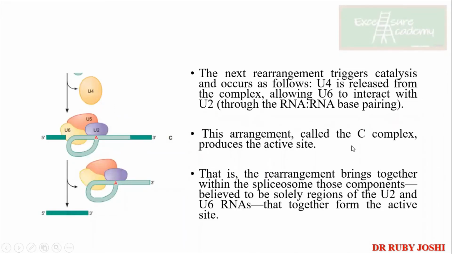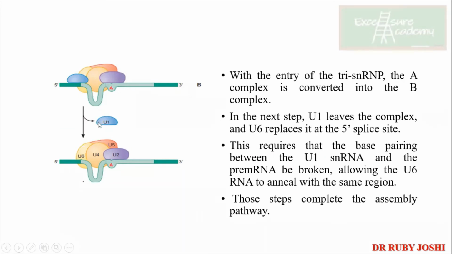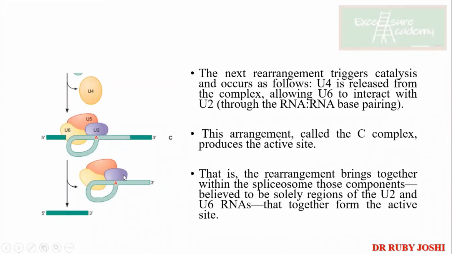Now, so you saw in the previous figure, just follow the figure, okay? Just follow the figure. So now we have displaced the U1. Now in this, what we have in the B complex, we have got 4, 5, 6, and U2 is there. Now the 4 has been replaced. Only 5, 6, and 2 is there, but it has done its work. क्या हुआ? पूरा का पूरा आपका lariat form हो गया. The 5' splice site is being broken over there and bound to the branch site. So one phosphodiester bond was broken and another was formed over here.